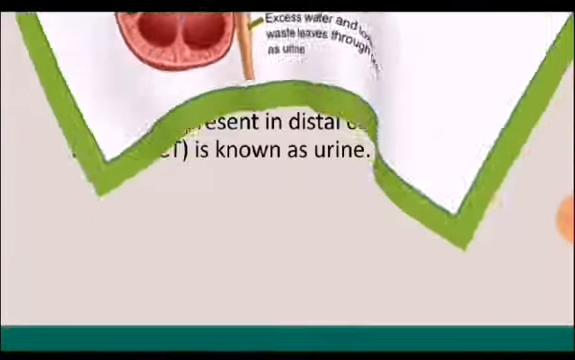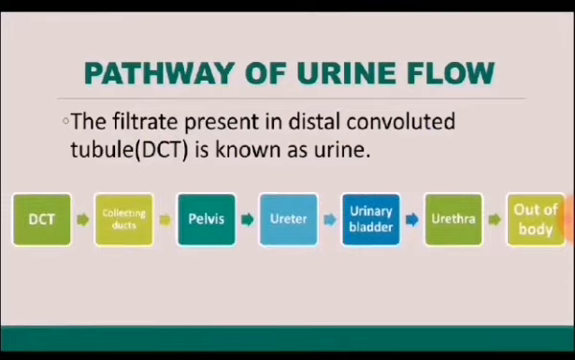Now, if we consider the pathway of urine flow, it is clear that the filtrate present in distal convoluted tubule is now known as urine. From here, it moves into collecting ducts. Many collecting ducts open into pelvis. The pelvis opens into ureter. The two ureters take urine into urinary bladder. The urinary bladder excretes out the urine.